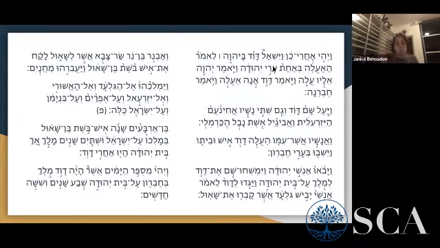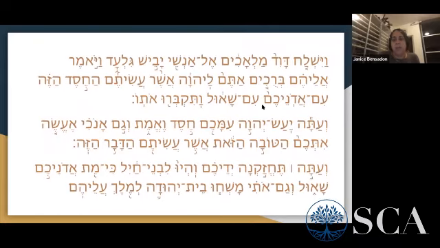And David's goal, we're going to see, is going to be trying to unite the nation in a peaceful manner. His goal is going to be a peaceful manner, and we're going to see how that's going to be challenged. So we see now David is sending melachim, messengers, to Anshe Yavesh Gilad.